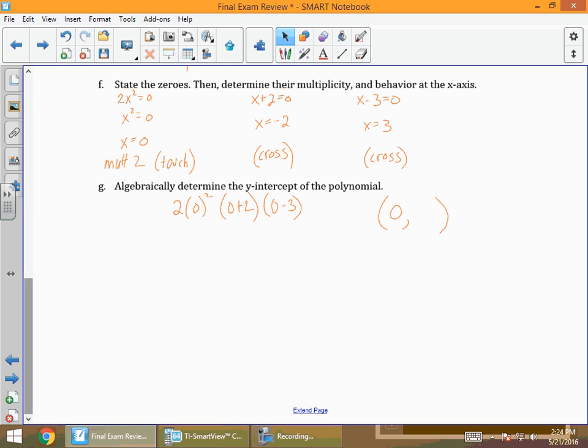Well, 2 times 0 squared is 0. 0 plus 2 is 2. 0 minus 3 is negative 3. And if I multiply 0, 2, and negative 3 together, I get 0. So the y-intercept is at the point 0, 0.